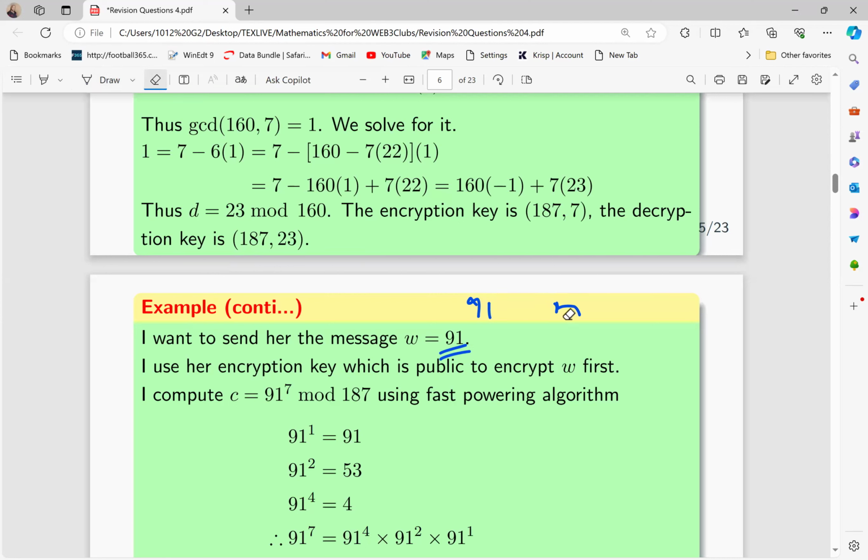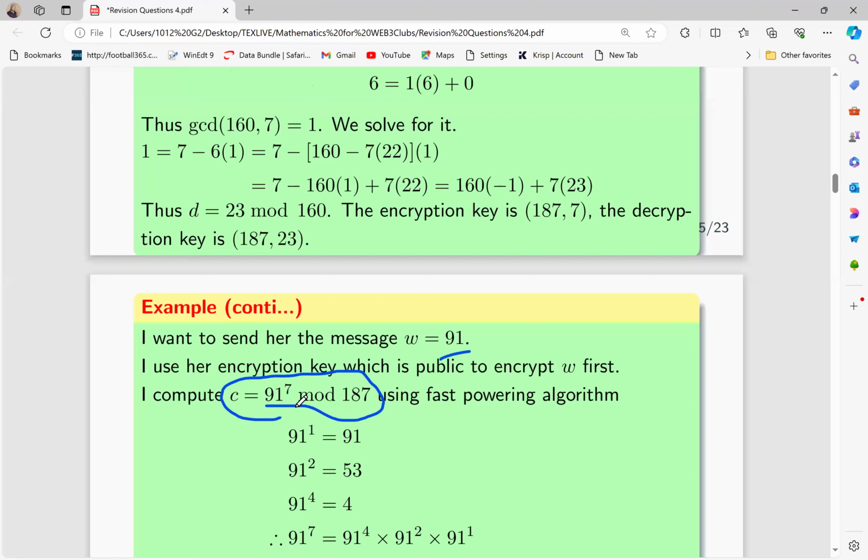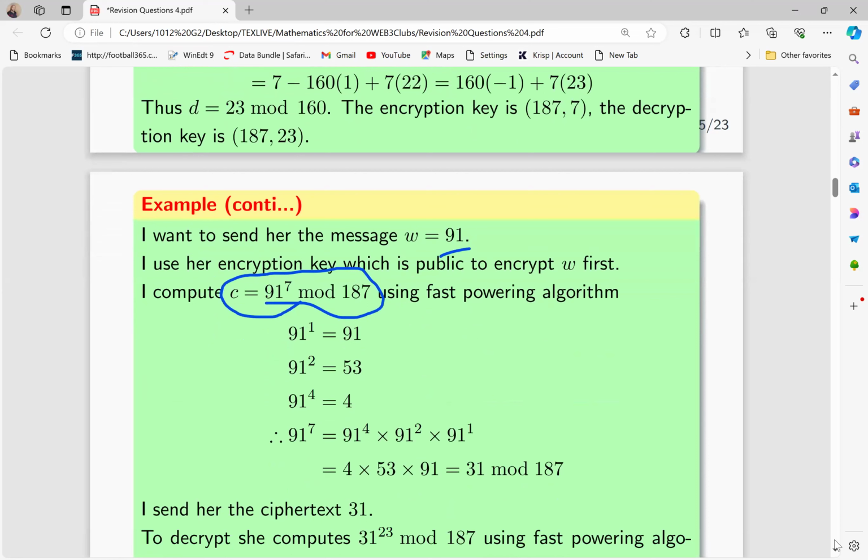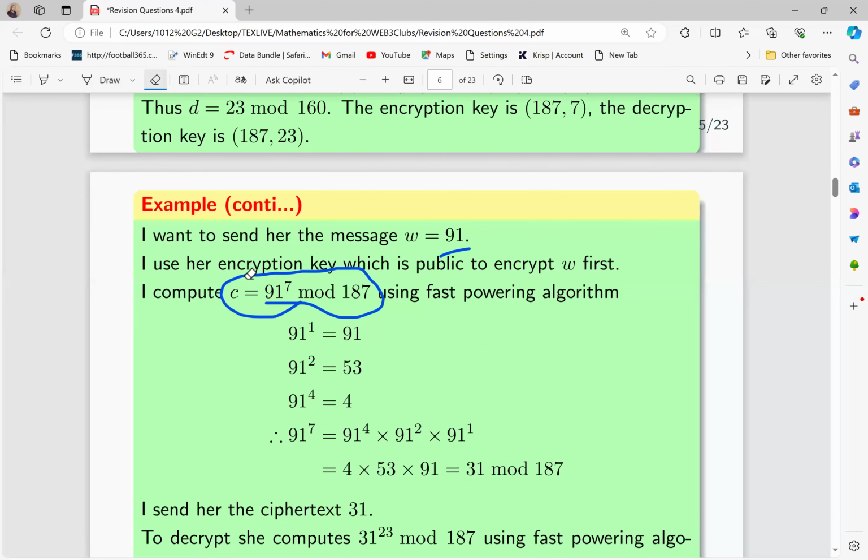What was our E? Our E was 7. So that means the ciphertext is 91 raised to 7 mod 187. The only thing you need to do is find out what 91 raised to 7 mod 187 is. I'm using the fast powering algorithm to do that.